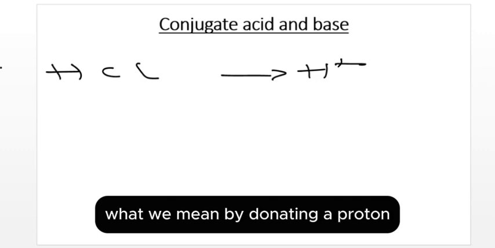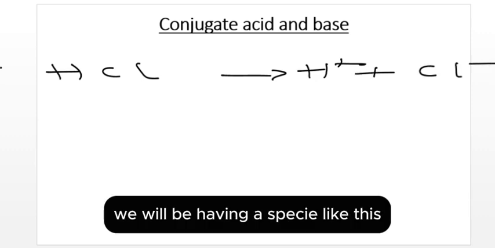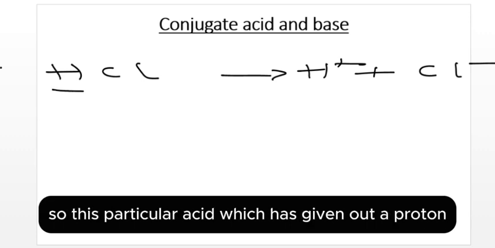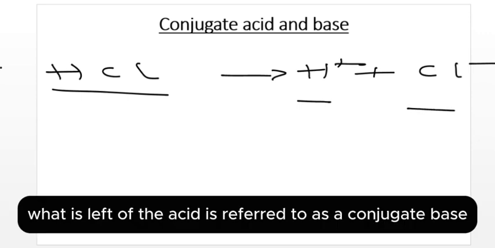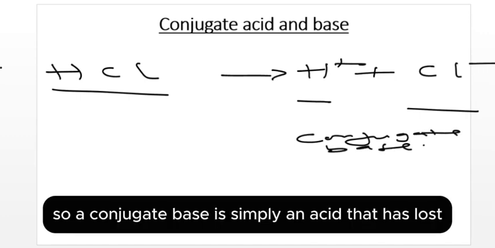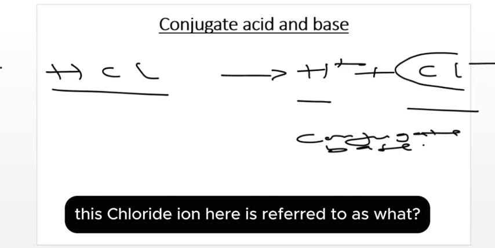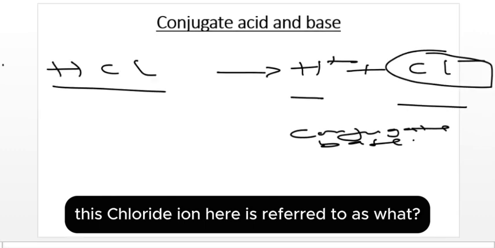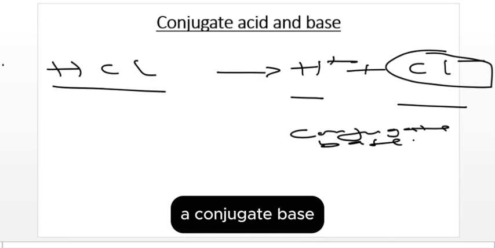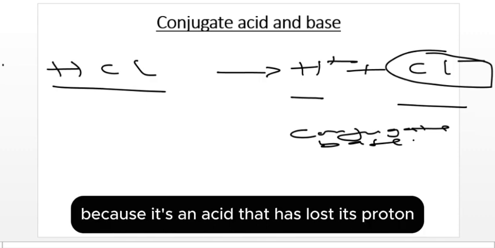What we mean by donating a proton is that it gives out a proton. It will be having a species like this. So this particular acid, which has given out a proton, what is left of the acid is referred to as a conjugate base. So a conjugate base is simply an acid that has lost its proton. That is to say, this chloride ion here is referred to as what? A conjugate base, because it's an acid that has lost its proton.